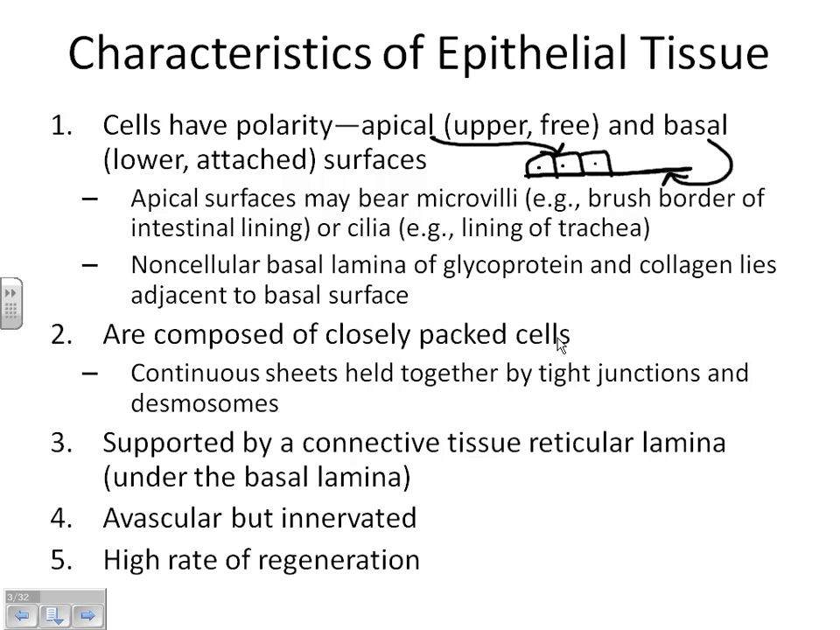They're not coming apart. Is that a good thing? Yeah, otherwise, oops, it came apart and stuff's spilling out of my arm. Right? We don't want that to happen. So we need our epithelial tissue, our cells, tightly packed. Okay?